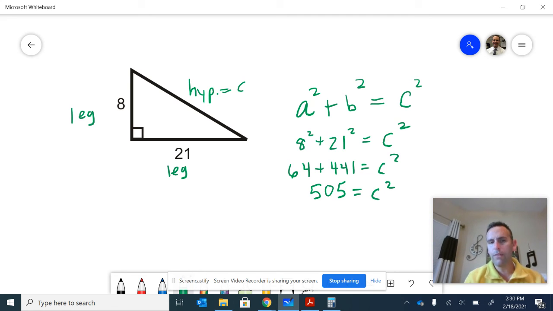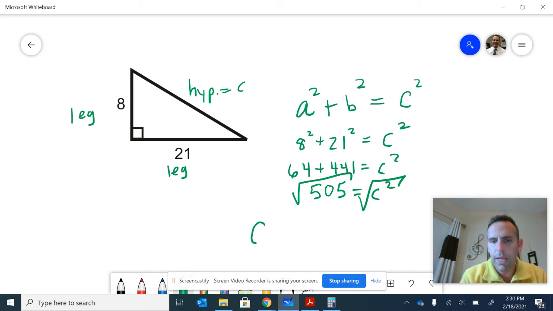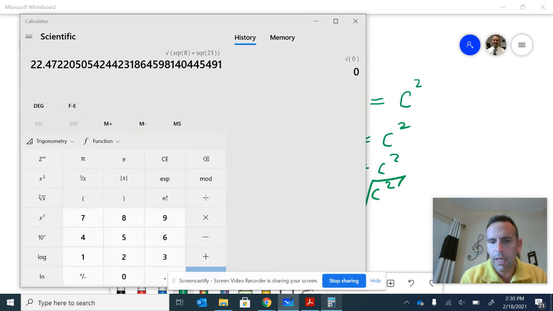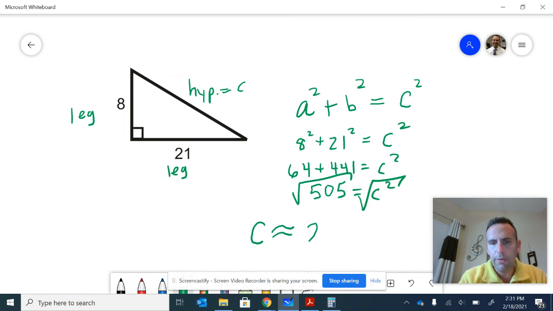And then if you want to find the value of just C, since that's the value of C squared, this might look familiar. You would take the square root of both sides, and then you're going to need to approximate that. I did this ahead of time on my calculator. It's 22.4722 and so on. I'm going to round off most of the time just to 2 decimal places, so I'm going to choose 22.47. There's no units in this particular problem.